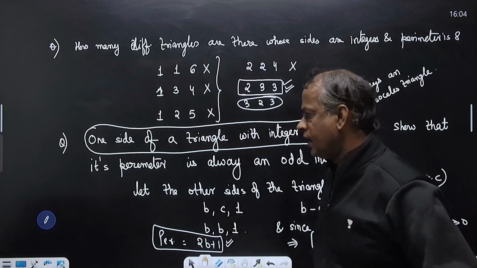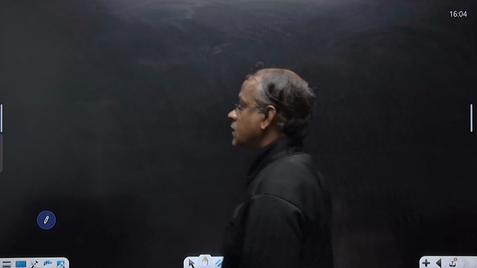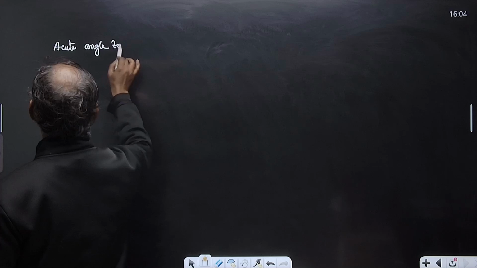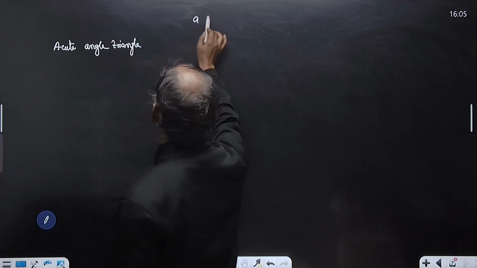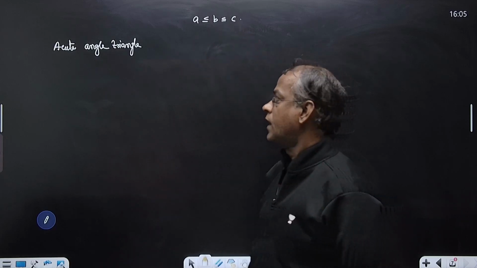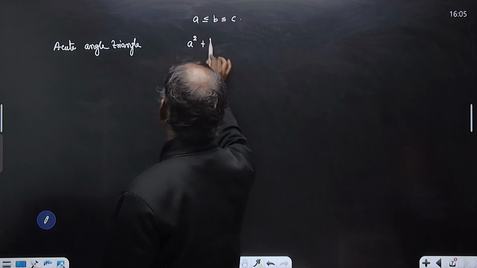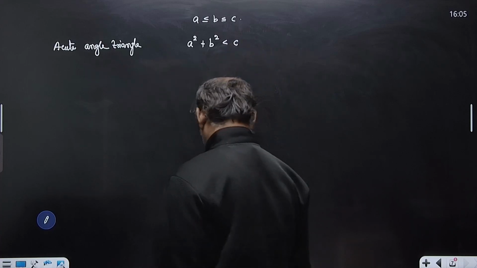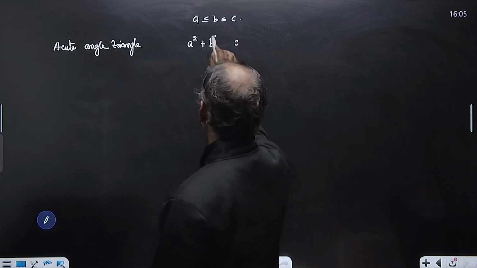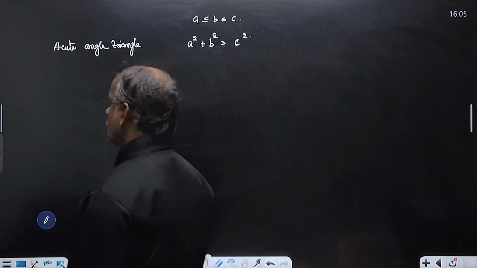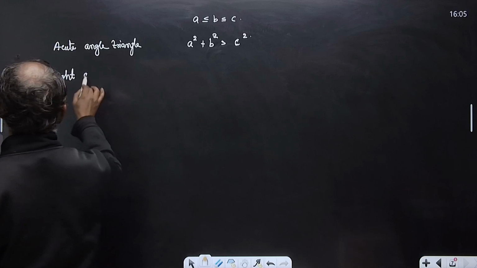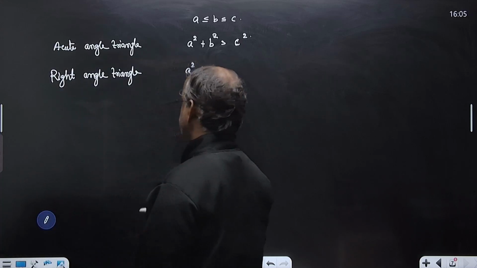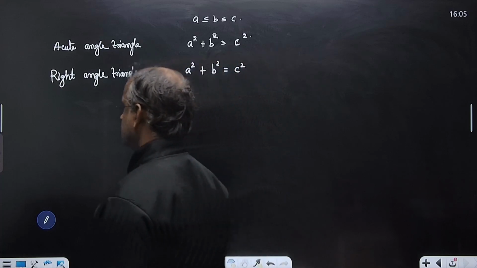Now, further for acute and obtuse angle triangles, what we can say is that for an acute angle triangle, assuming C is the largest side, we have A square plus B square greater than C square. For a right angle triangle, everybody knows the Pythagoras theorem. And for an obtuse angle triangle.